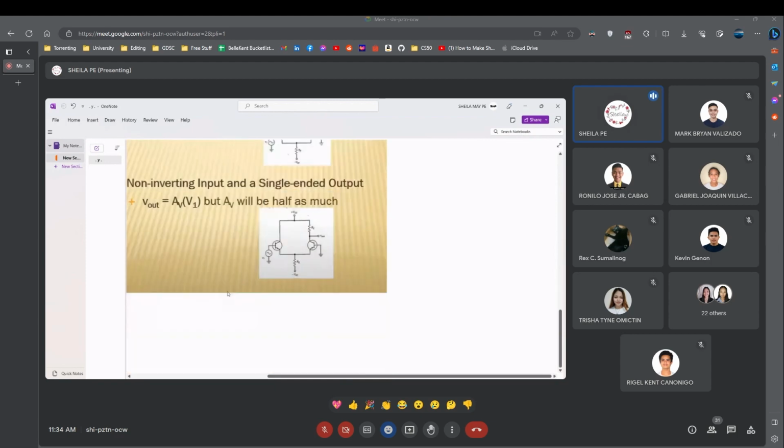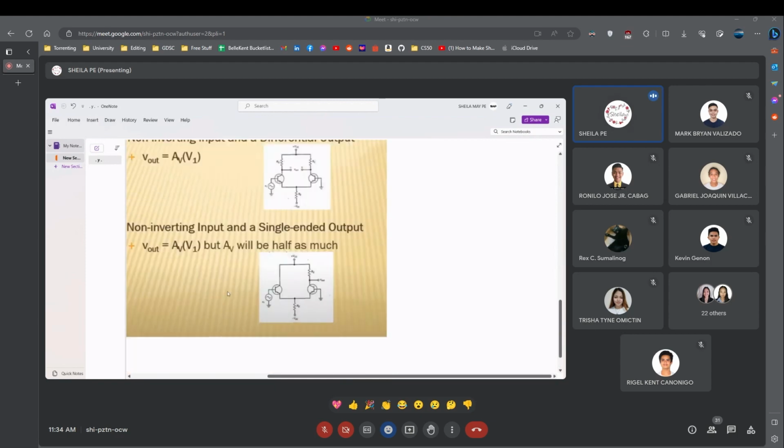Okay. Now for the non-inverting input, non-inverting single-ended input and single-ended output, we still have a certain value of our voltage gain times V1, right? But our AV is half as much because we only have one output.